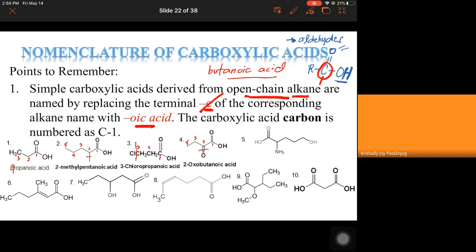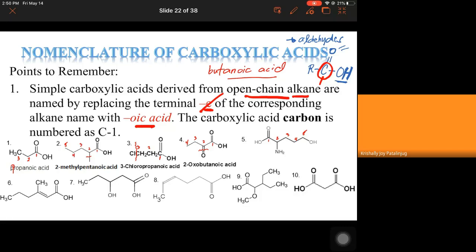Remember, when a ketone is together with another functional group, specifically an aldehyde or a carboxylic acid, that ketone group will become a substituent. It becomes oxo. Next. So this would be carbon 1, because that is the carboxylic acid carbon. So 1, 2, 3, 4, 5, only until there. So pentane is the corresponding alkane name. Change the ending E to oic acid, pentanoic acid. That is the parent, pentanoic acid.